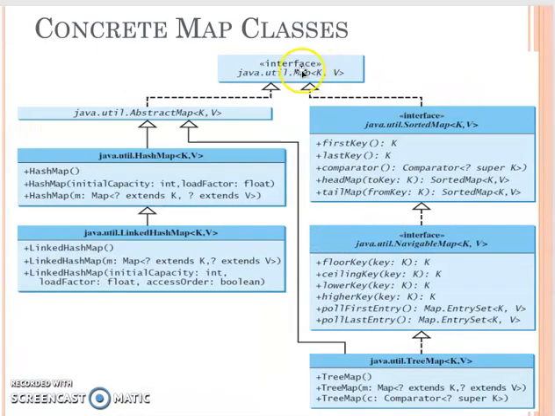Continuing, we see the concrete map classes. Just like I said earlier, the map concrete classes are very similar to the set. They have the hash map and the linked hash map, just like before we had HashSet and LinkedHashSet. Then for sorted order, there's the tree map. Let's focus on the hash map first. For the hash map, you can create it with the default constructor, or you can use an initial capacity and then give the load factor.